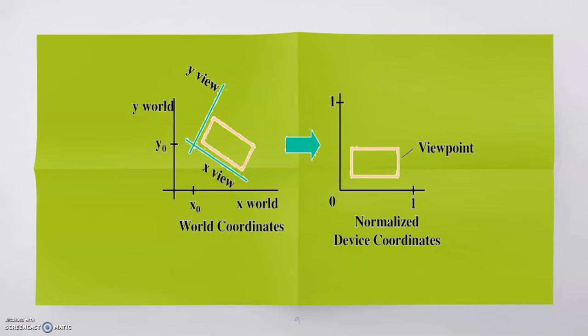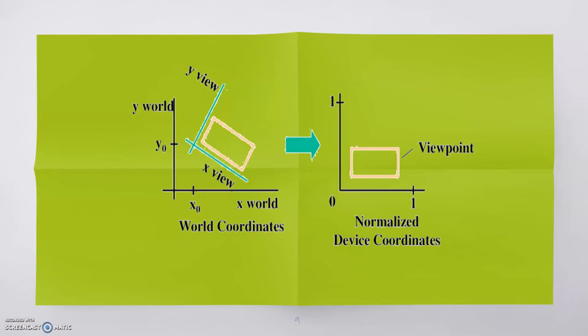Viewports are typically defined within the unit square, that is, the normalized coordinates. The unit square is this viewport. Once the scene has been transferred to normalized coordinates, the unit square is simply mapped to the display area. So when all coordinate transformations are completed, viewport clipping can be performed in normalized coordinates or in device coordinates.